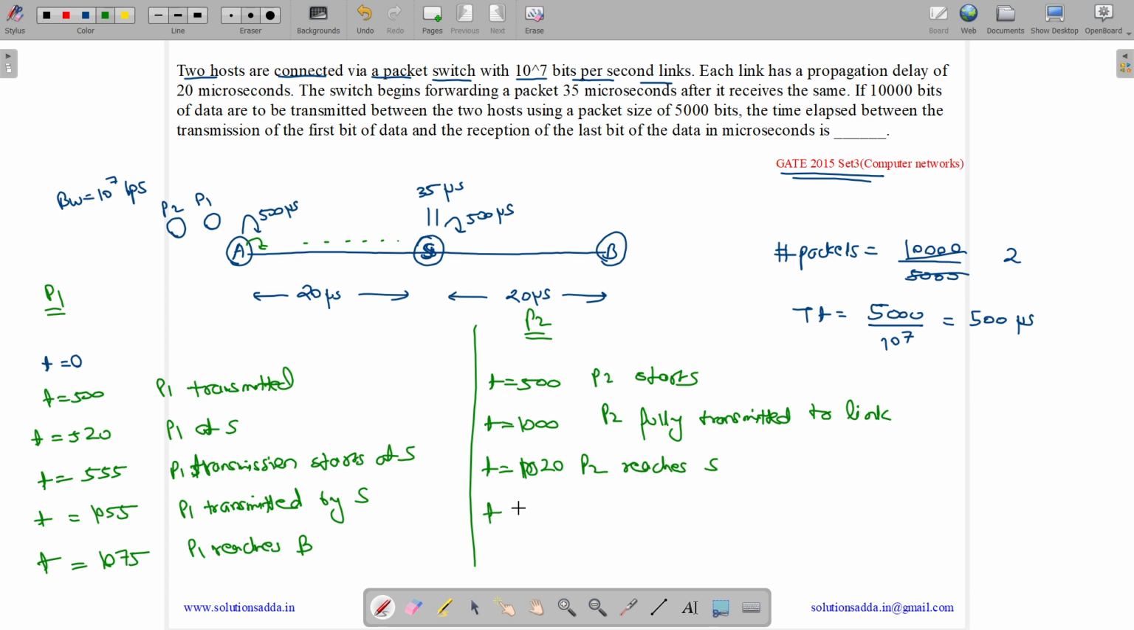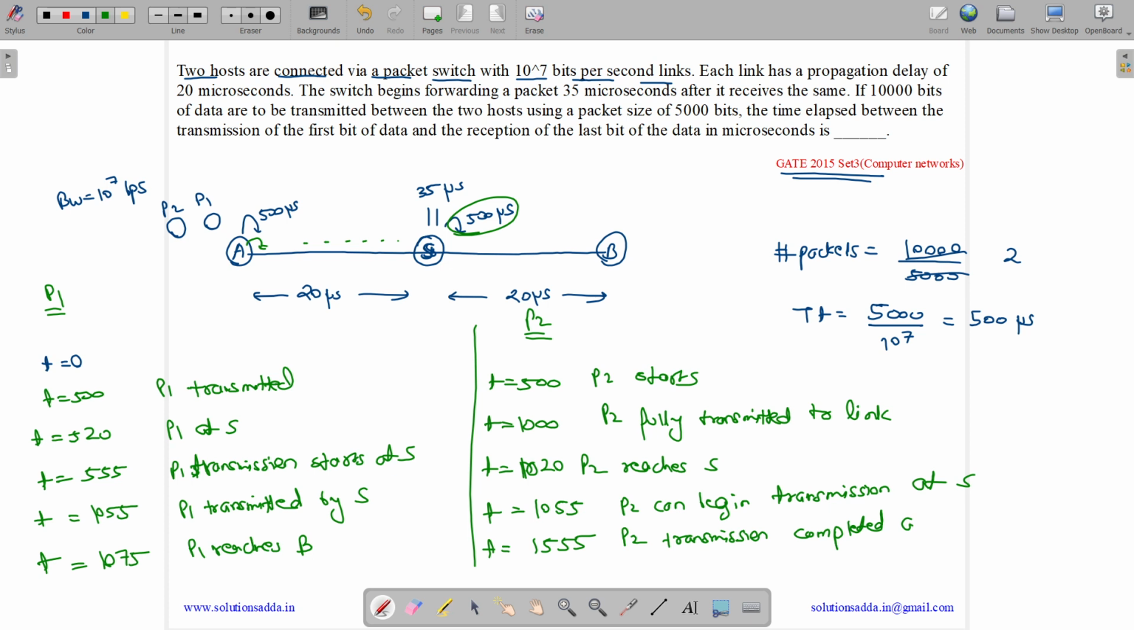Now it will take 35 microseconds as delay. So at t equals 1055 microseconds, P2 can begin transmission at switch S. Now it will take 500 microseconds as the transmission time. So at 1555, P2 transmission is completed at switch S. Now it will take 20 microseconds. So at 1575 microseconds, P2 reaches B.